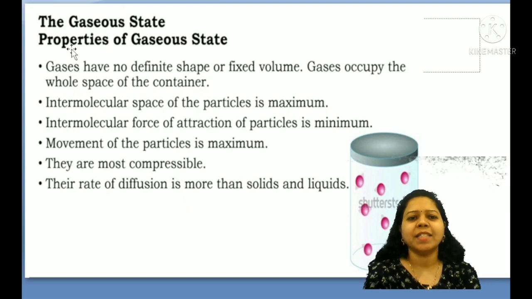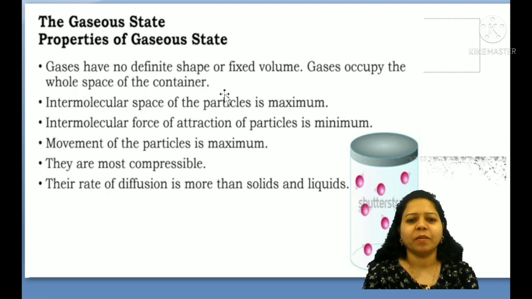Third state, that is the gaseous state. The properties of the gaseous state: gases have no definite shape or fixed volume. Gases occupy the whole space of the container. Now we learn that solid has a definite shape and definite volume. Liquid has no definite shape but a definite volume. But in the case of gases, there is no definite shape and no fixed volume.